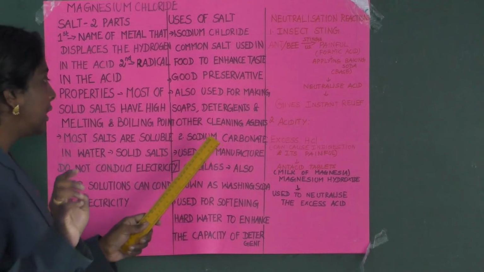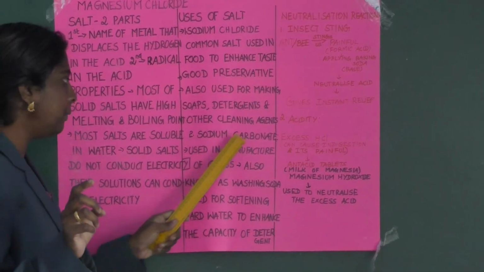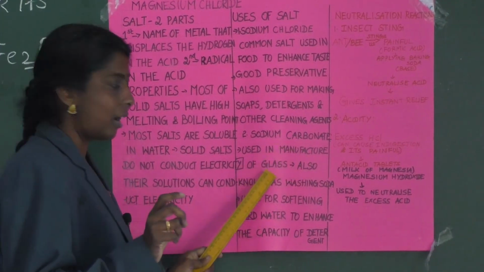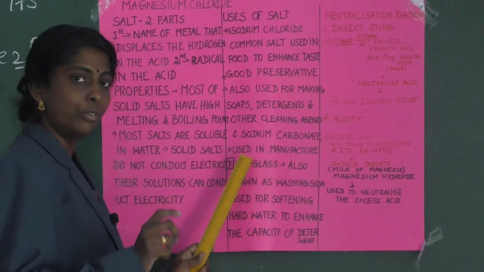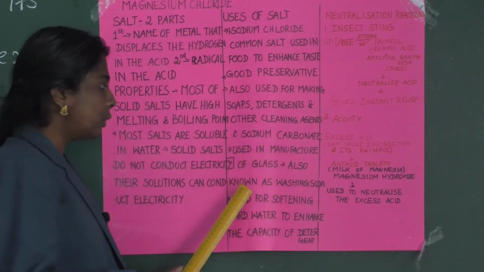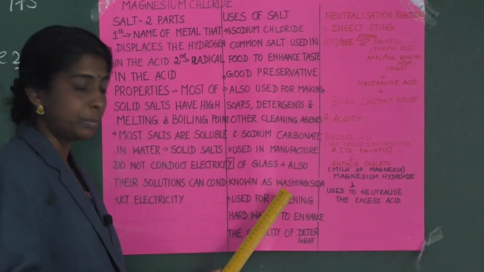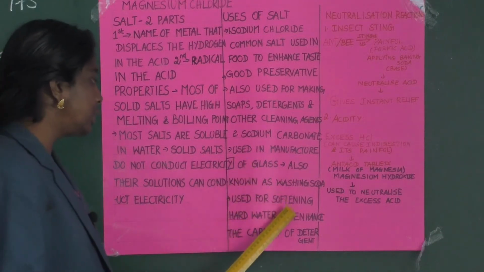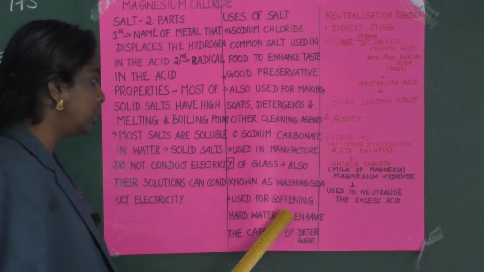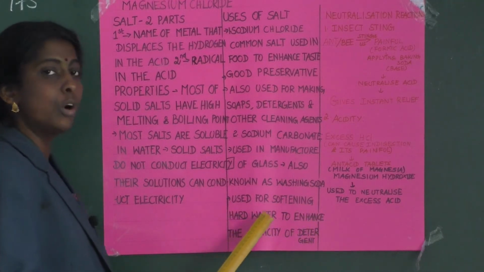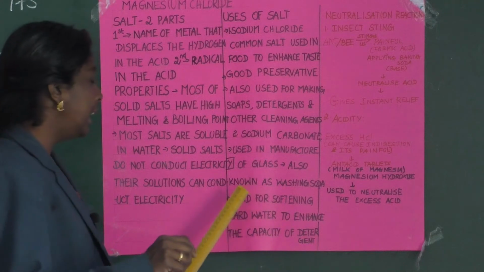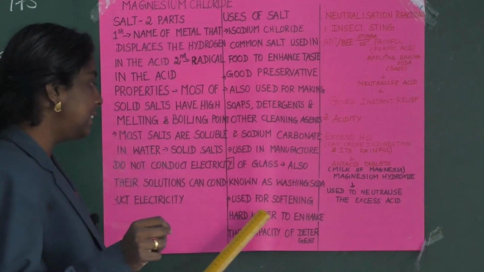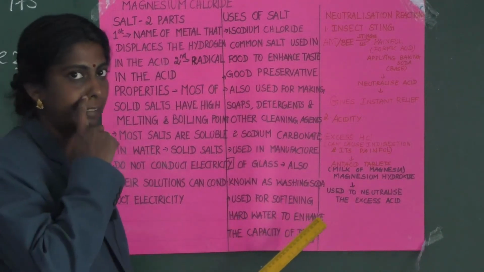Next is sodium carbonate. It is used in the manufacture of glass. It is also known as washing soda. It is used for softening hard water to enhance the capacity of detergent. Clear, children? Yes.